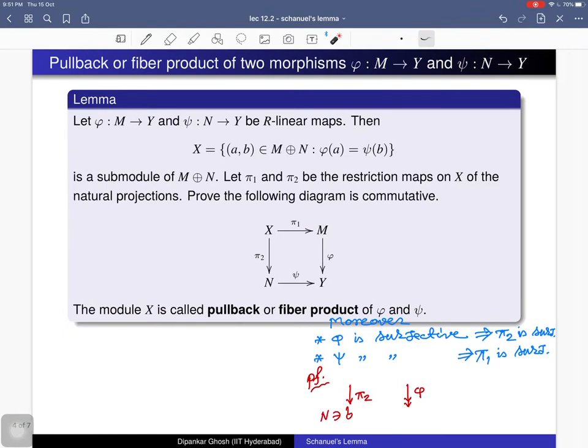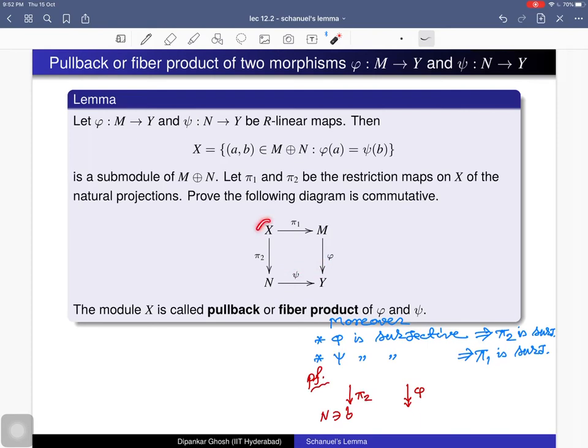And here is the dual notion of pushout. It is saying that suppose you have 3 R modules, let us say M, N and Y, and from M to Y you have a module homomorphism, let us say phi, and from N to Y you have a module homomorphism, let us say psi. Then this lemma says that you can have an R module X along with module homomorphisms pi 1 and pi 2, from X to M and from X to N, such that this diagram is commutative.